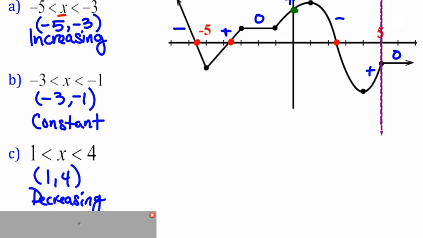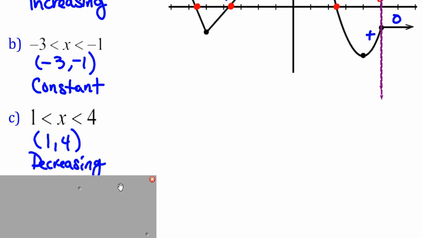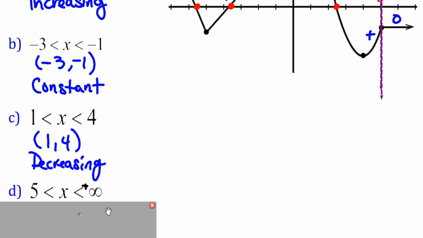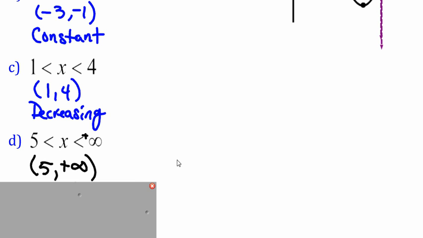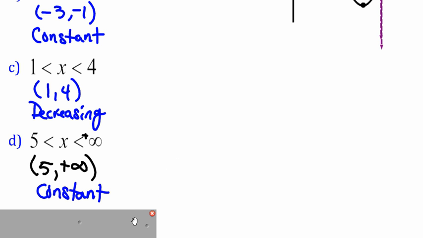Now, how are we going to write that interval? Well, we're not including the 5, and infinity doesn't stop, so we can't have something included for that. So we're still going to have parentheses. So anytime infinity, positive or negative, is being used, we need a parenthesis when we're talking about the interval notation. And again, it's constant. There was no change over that interval.